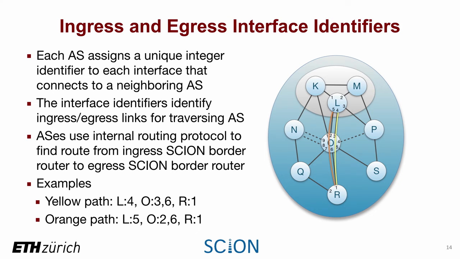So for core AS L, the yellow path has the egress interface number 4 traversing through the ingress interface number 3 in AS O and through the egress interface 6 again in AS O. And finally, the path traverses the ingress interface number 1 in AS R. The orange path crosses a different link between L and O, and so we see the ingress-egress interfaces are slightly different, exiting from interface 5 out of AS L and entering into interface 2 in AS O. So with this, we can see that SCION enables selection of different paths across different links that connect different ASs.